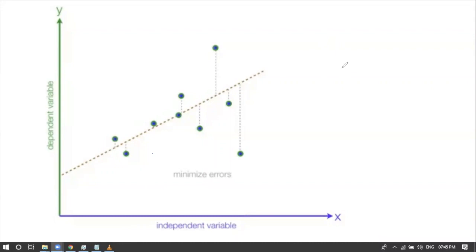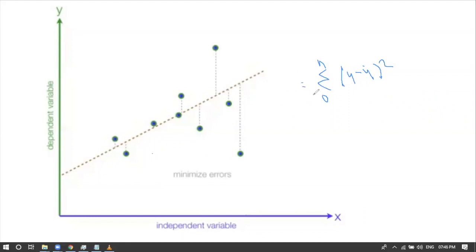So it's like y minus y hat whole square, summation from 0 to n, where n is the number of data points that you have for training. This is your cost function. This is your error. Now this is also known as the cost function.